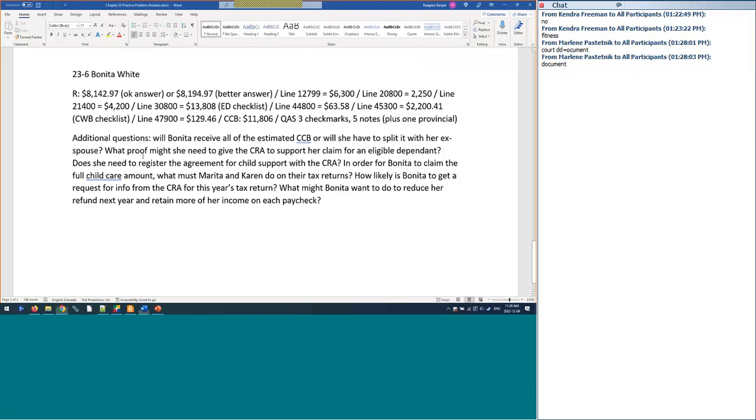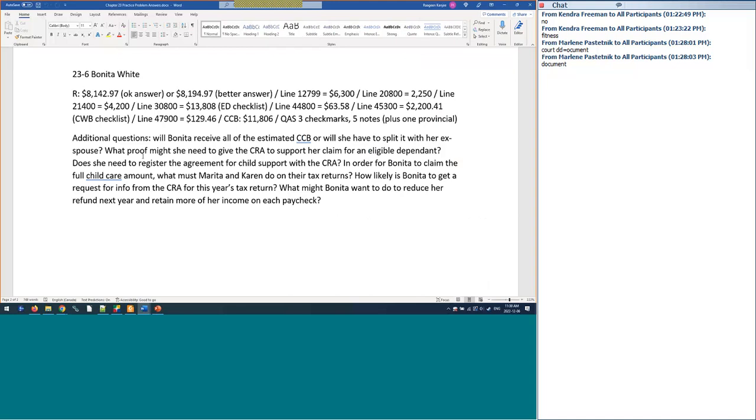Good. Does she have to register the agreement for child support with the CRA? Does she have to send them that document if they don't ask for it? No. Spousal support, yes. Remember, there's a form if you are receiving spousal support you must file, or if you're paying spousal support you must file with the CRA. Child support, no. But again, if they ask for proof, you'll have to have the written agreement there. So keep that written agreement on file. Make sure she doesn't lose it. She could be asked for it at any point until the children grow up.